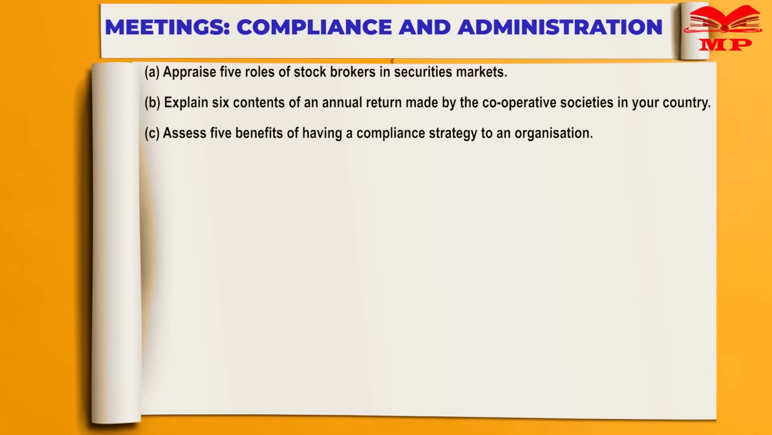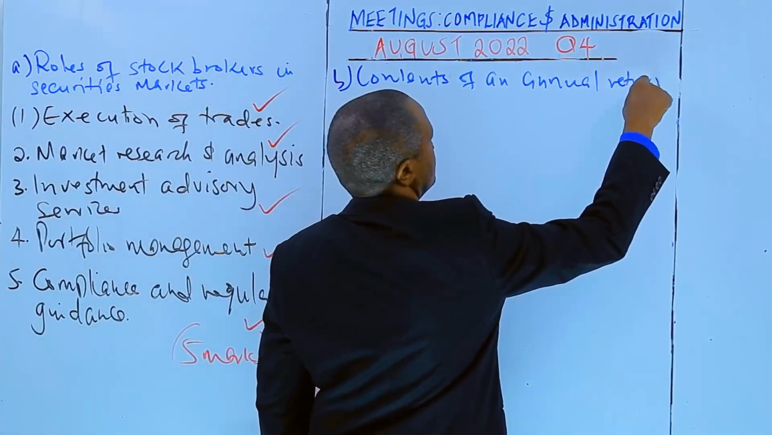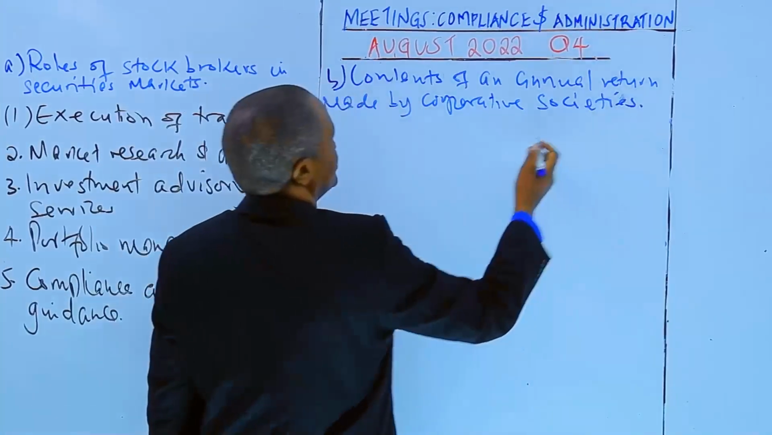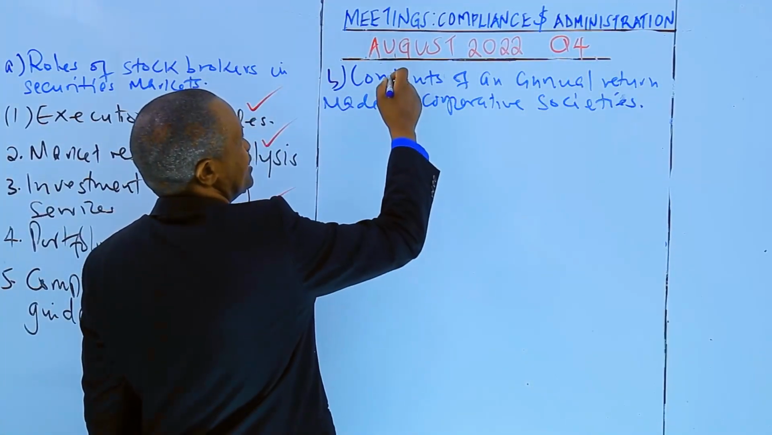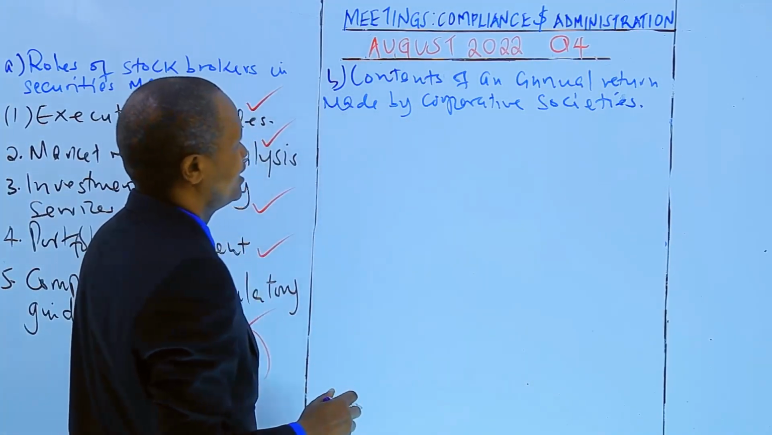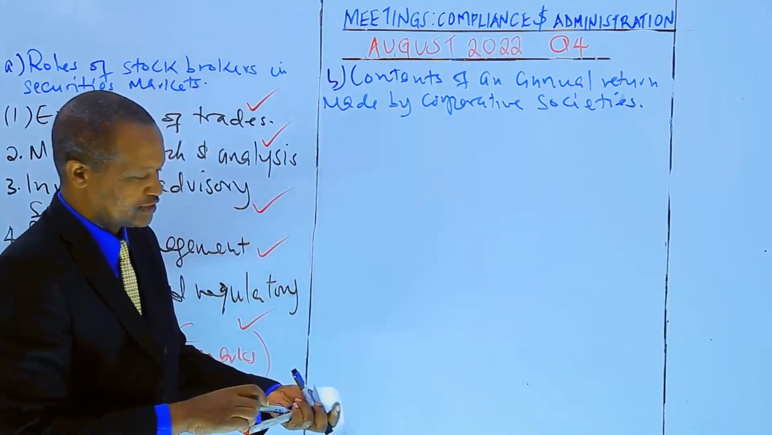Part B of this question reads, explain 6 contents of an annual return made by the cooperative societies in your country. Contents of an annual return made by cooperative societies.